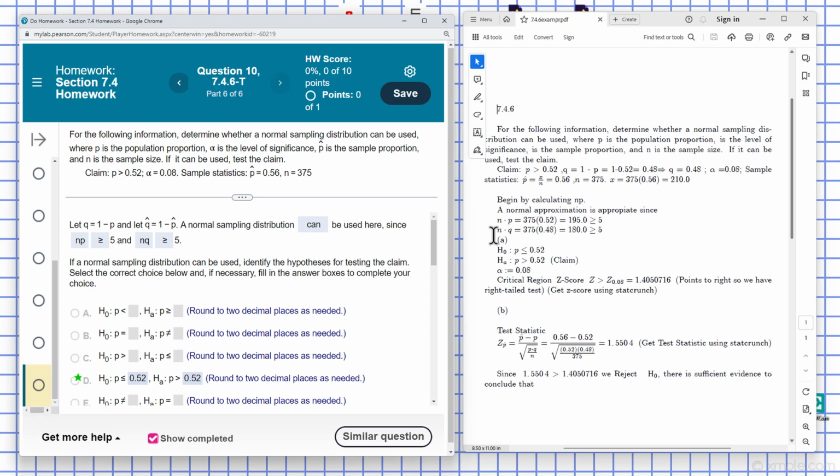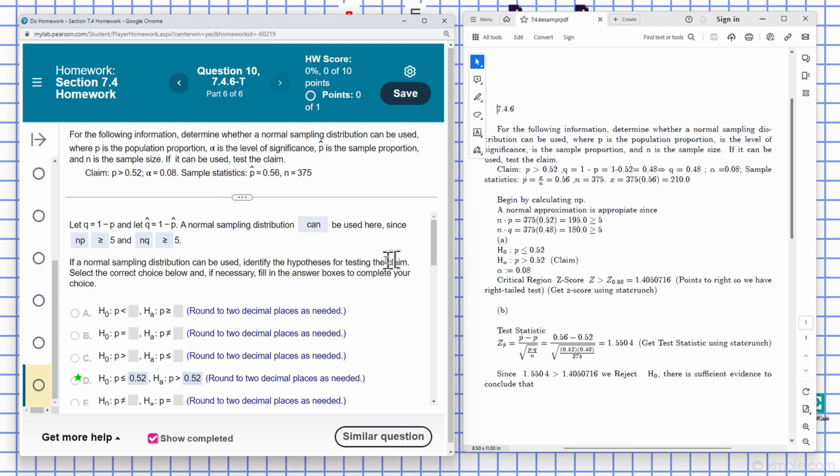Okay. So find NP and NQ. Multiply here, 375 times 0.52 is 195. That's more than 5. And N times Q, 375 times 0.48 is 180, and that's more than 5. So we can use a normal distribution here.